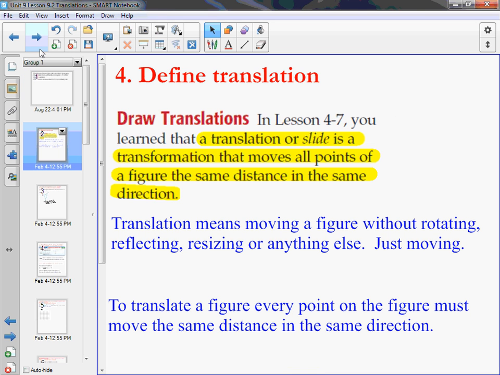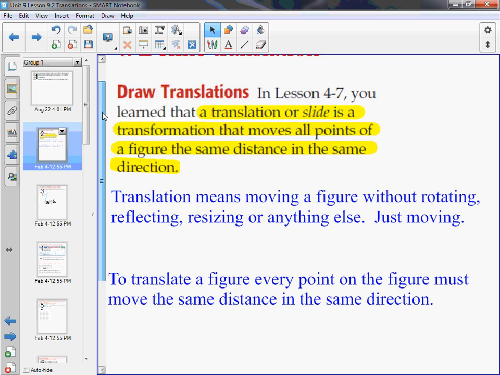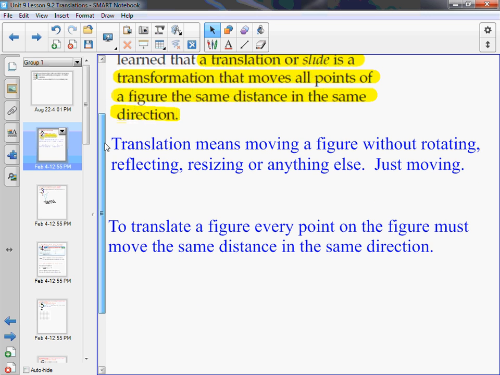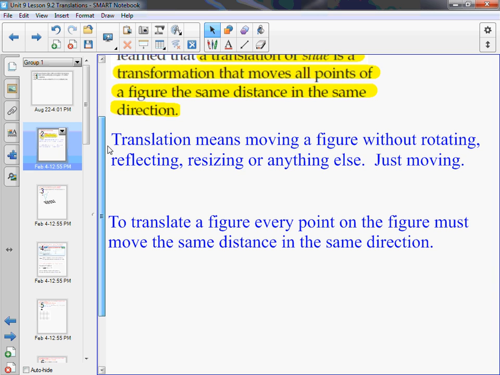So first, what's a translation? Well, we talked about it back in Unit 4, that a translation is a slide. It's a transformation that moves all points of a figure the same distance in the same direction. Translation means moving a figure without rotating, reflecting, resizing, or anything else. Just moving. To translate a figure, every point on the figure must move the same distance in the same direction. Same distance, same direction.